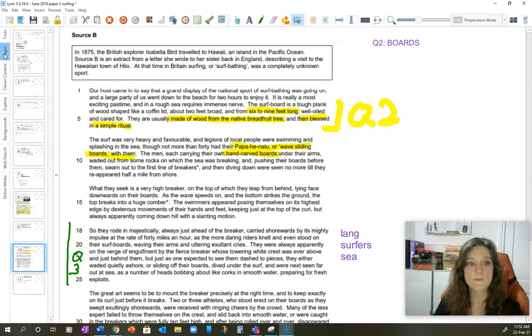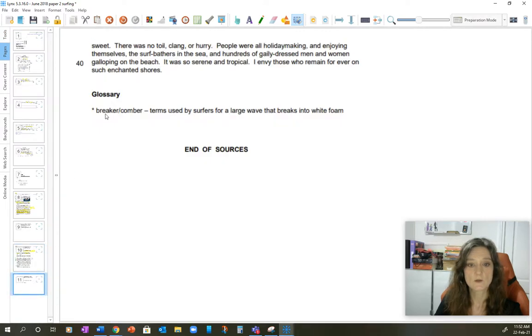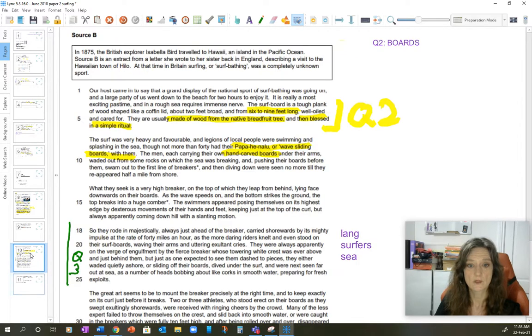Some more for question 2 here. We've got a star there. Remember, you've got a glossary. A breaker or a comber are terms used by surfers for a large wave that breaks into the white foam. Okay, so hopefully you can picture that, a breaker, if you didn't know that already.